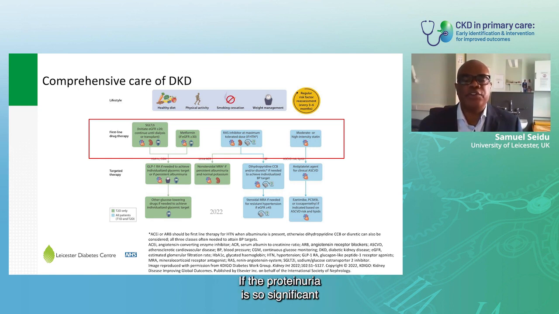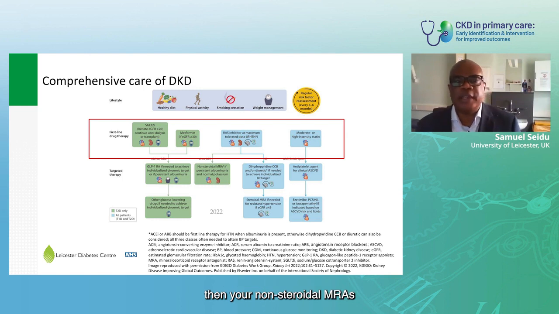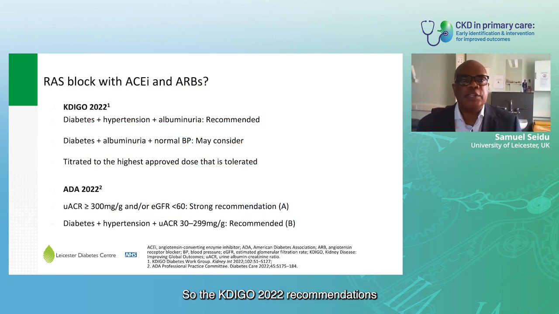And also, if the proteinuria is so significant despite your ACE inhibitors and ARBs and SGLT2, then your non-steroidal MRAs could also be added at this stage. So the KDIGO 2022 recommendations regarding ACE inhibitors and ARBs for a patient with diabetes, hypertension, and albuminuria: it is recommended that you should have your ACE inhibitors and ARBs.